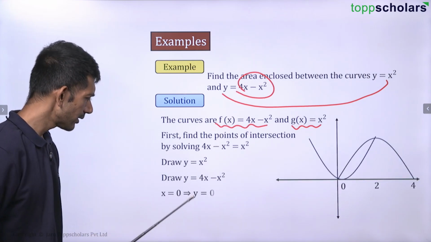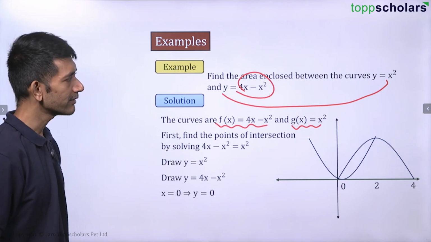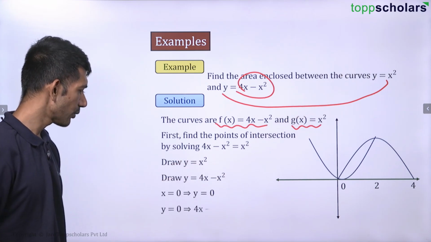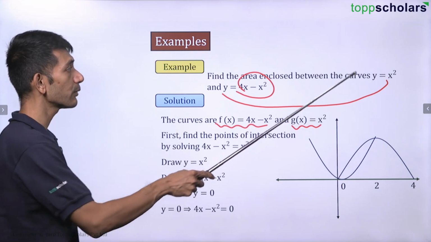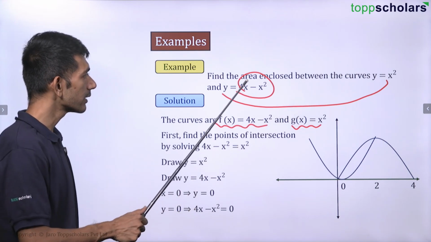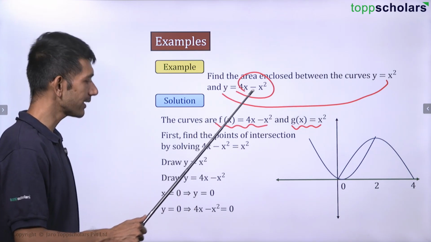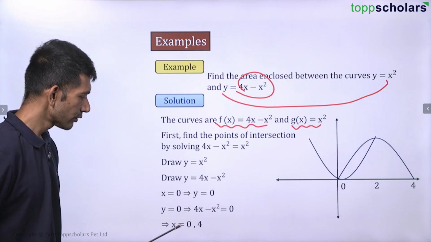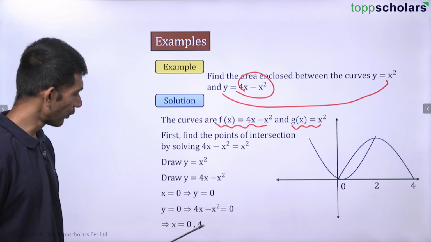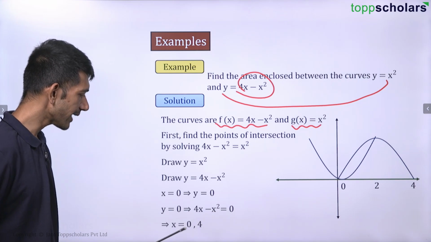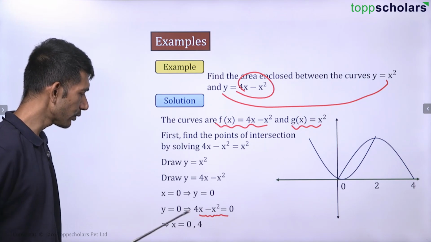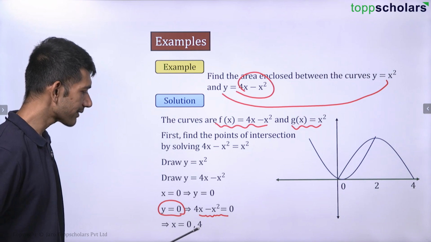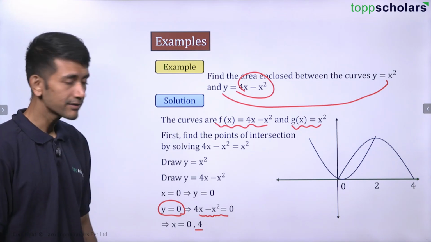You can draw that. If you put x as 0, y will be 0. And if you put y as 0, you get 4x minus x square equal to 0. So x is 0 and then you get x as 4. So you get x as 0, 4.